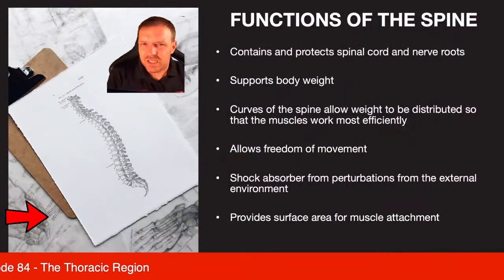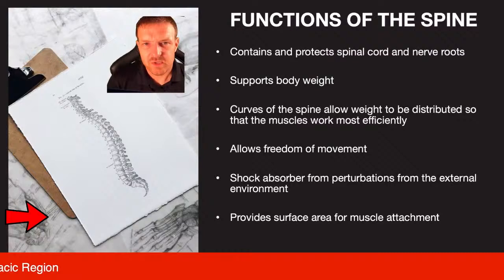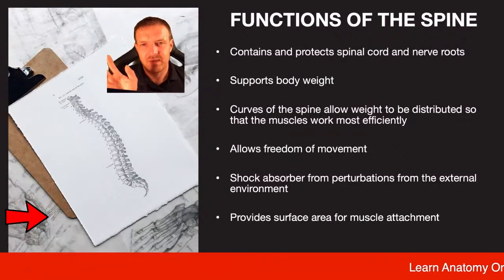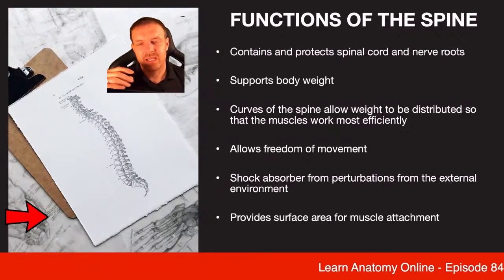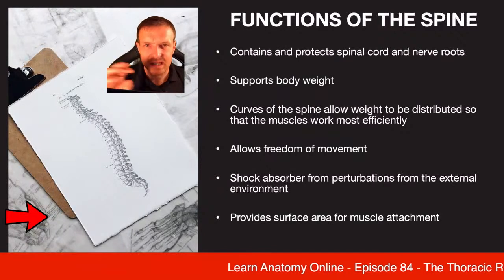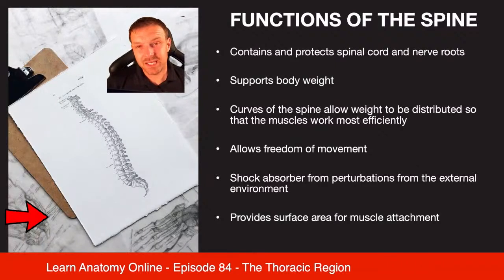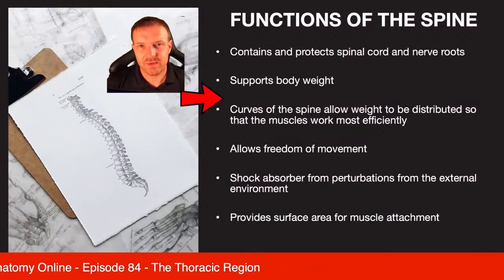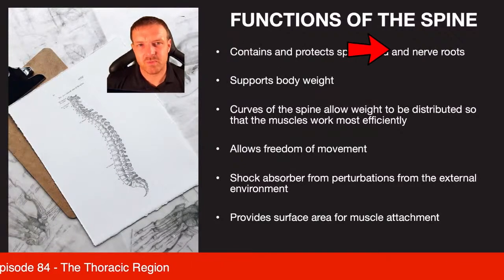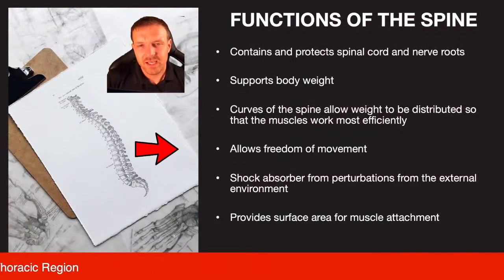We've had a look at this before, the functions of the spine, what the spine actually does. We looked at this in the lumbar region. There are some key differences with the thoracics, and we'll explore those in a second. But essentially, the whole of the spine does pretty similar things. It contains and protects your spinal cord and the nerve roots, and we've had a look at those in detail over the last few weeks.